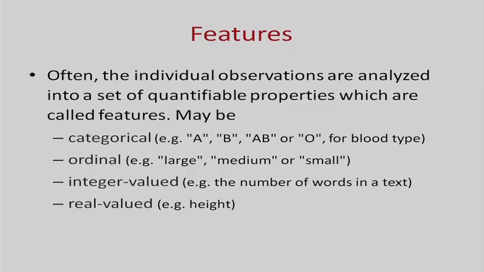Now, features are of various types. Features can be categorical. For example, blood group is a feature which has 4 values, A, B, AB and O. Or gender is a feature which has certain values like male, female, etc. Or features can be ordinal like large, medium, small. Features can be integer valued like the number of words in a text, or a feature can be real valued like height.